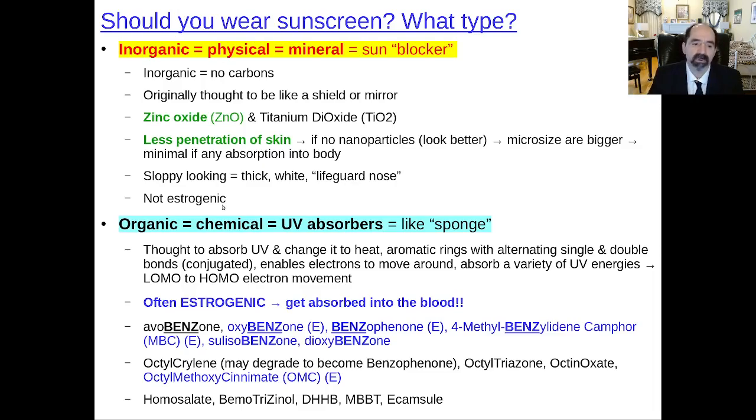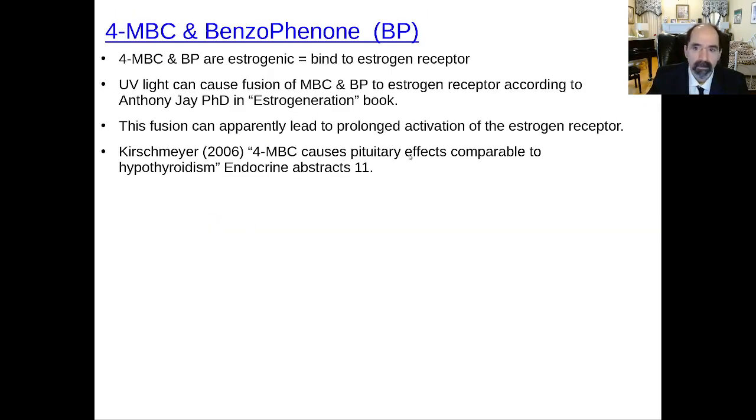And so these are some of the real common ones. The most important one for our purposes to talk about is going to be oxybenzone, but just all of these things, you can think of them as being estrogenic. And whenever you see that, you can think of it as being probably estrogenic. So 4-MBC and benzophenone are estrogenic in particular.